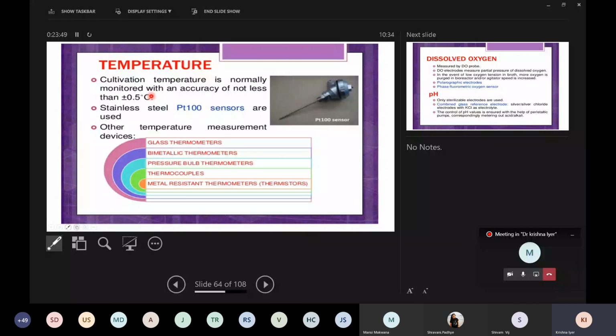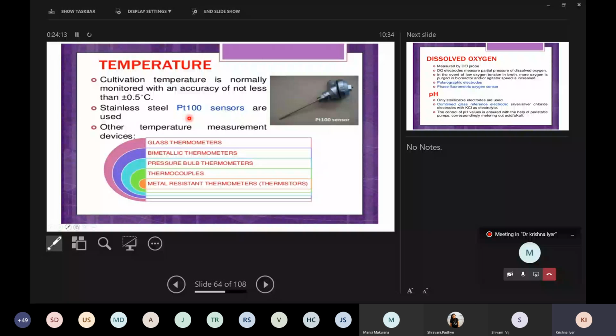We can easily get corroded, or which are affected by liquid flowing over them. Okay. There are various varieties of thermometers available, but by and large, the ones which are used are generally made of stainless steel. Okay. The other thing that you monitor, as I said, is pH.